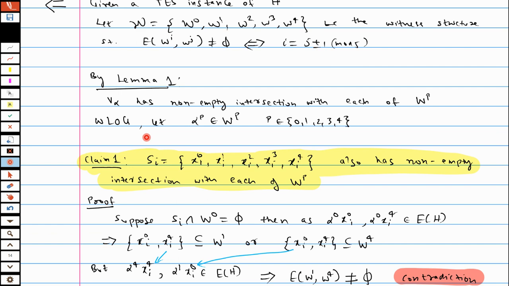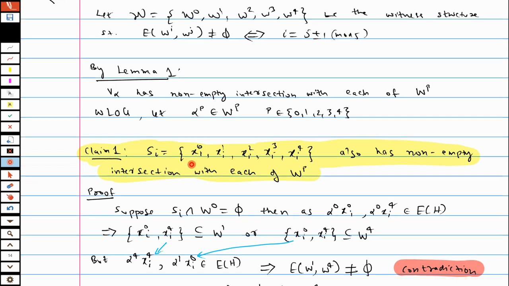Now we'll show another thing. Let's call Si all the copies of a certain variable, like all the copies of a variable xi. Then I will also show that Si intersects with all the W's. Basically, W contains exactly one copy of each xi. So suppose this is not true, then let's say some Si doesn't intersect with W0, or we can, by the same argument, without loss of generality.